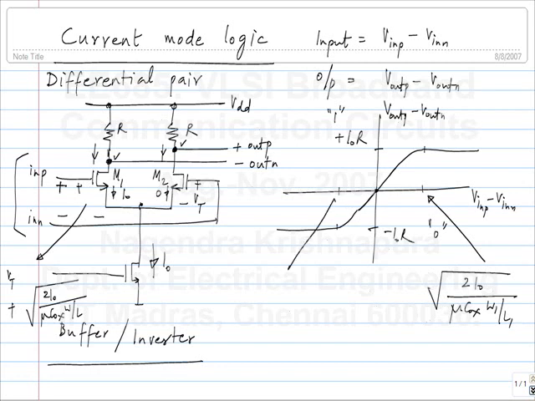And what's the value below which the output is minus I0R? The characteristics are symmetric, so this will be minus square root of 2I0 by mu CMOS W1 by L1. Okay, so what should this voltage be? How much should it be? As small as possible. Why? Delay? No, there is no time dependence here.